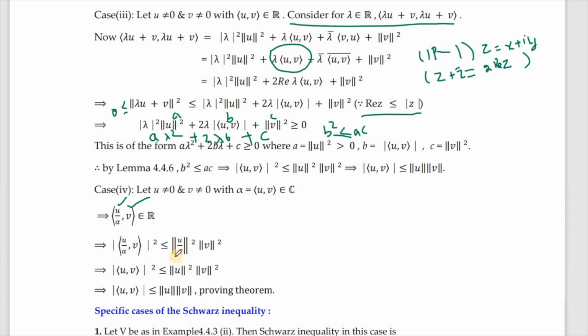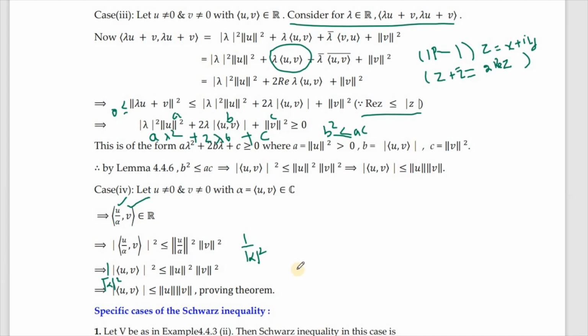See, by the corollary, this has to be 1 by mod alpha square on the right side, but on the left side also you have 1 by mod alpha square. So we can cancel them, and that is non-zero because U and V are non-zero. So you can have the resultant modulus of inner product UV less than or equal to norm U into norm V. So in all the four cases, we are able to establish either the equality or inequality: modulus of inner product UV is less than or equal to norm U into norm V.